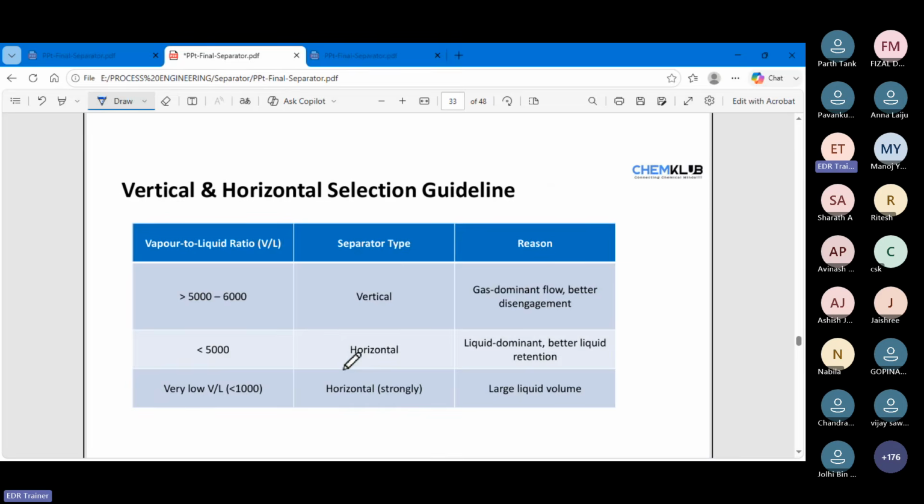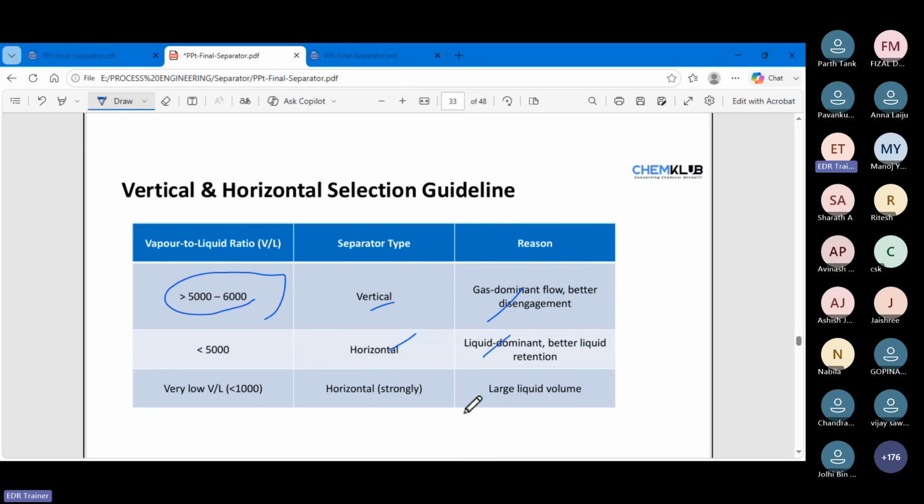So, the selection criteria for vertical and horizontal is a guideline. If you have a vapor-liquid ratio of less than 5,000 to 6,000, we can use a vertical. But if it is more than 5,000, we can use the horizontal one. Here the gas is dominant flow, there the liquid is dominant flow. But make sure the flow rate is within the range.